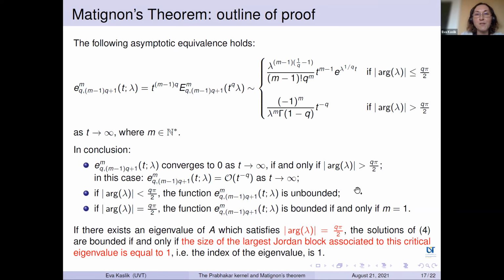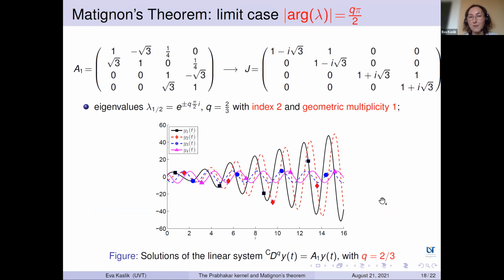And what I would like to show you are some numerical examples which have been done by Roberto Garapa, just to show that indeed this is the case. So for instance, we will consider first the linear system with fractional order 2/3 and the matrix A1 given in this form. We can see that in this case, the Jordan normal form is this one for the matrix A. So the eigenvalues are 1 plus minus i square root of 3. And for each of the eigenvalues, we have exactly one Jordan normal block, this one and this one respectively. So the geometric multiplicity is going to be 1 for each of the eigenvalues, while the index is 2 because the dimension of the corresponding Jordan block is 2.